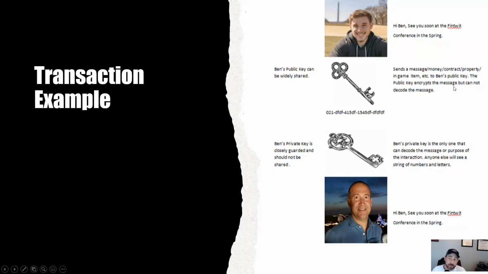And again, he sends it to Ben's public key, and the public key then will encrypt the message. But remember, this key cannot decode the message. Okay, so it encrypts the message into some random string. Obviously, I just made this up.